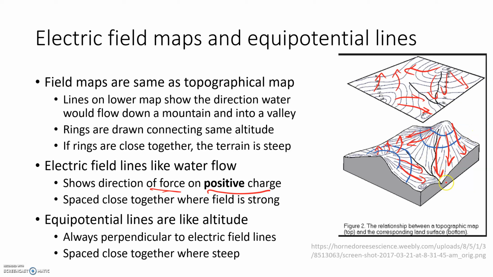Electric field lines never cross, because just like two water flows do not cross each other, they change direction and are influenced by each other. In the same way, electric field lines never cross. And our electric field lines are always perpendicular to the equipotential lines. They always cross perpendicular. And where those equipotential lines are close together, like on this top map, that means that's a steep area. Where they're farther apart, that means that it's a relatively flat surface.